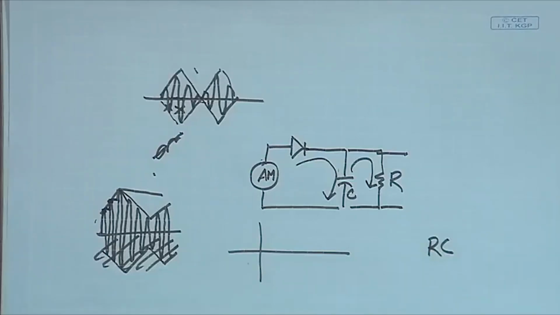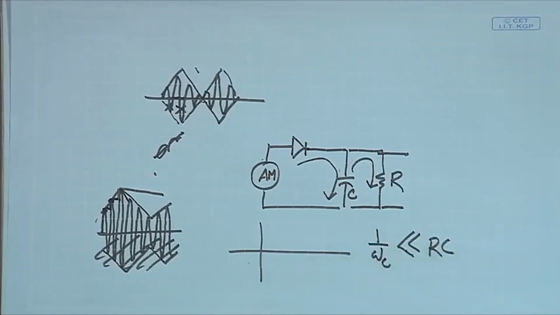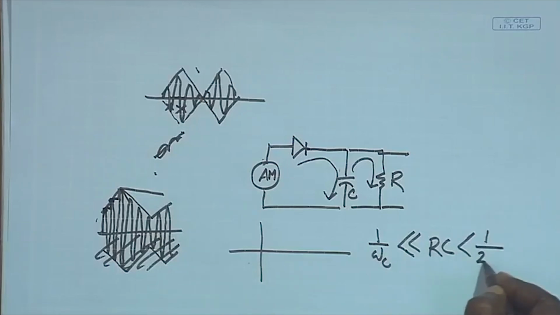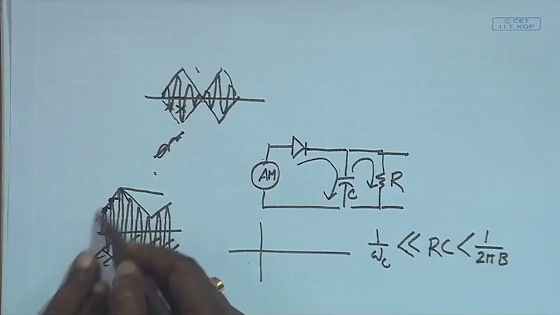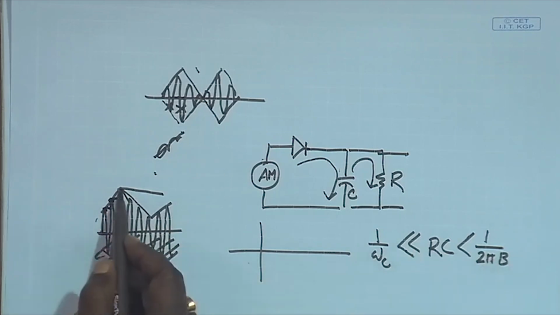To do that, I have to design my RC. So basically, this RC must be much greater than 1 by ωc, so that it does not follow the carrier, but it must be less than 1 by 2πB, where B is the highest frequency that I can have in my message signal. So this RC must be less than that, so that whenever it is getting discharged, it is not even slower than the slope of the message signal.